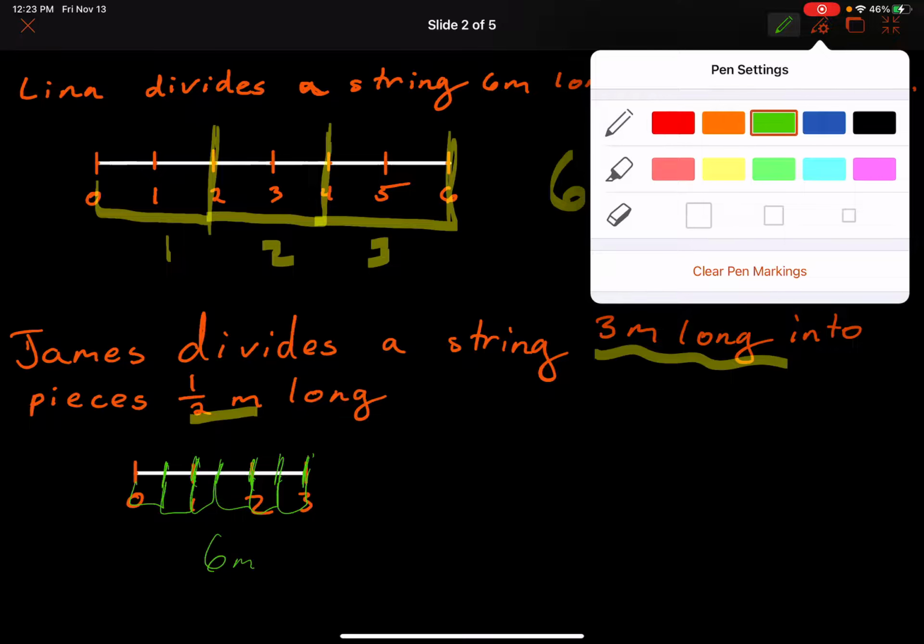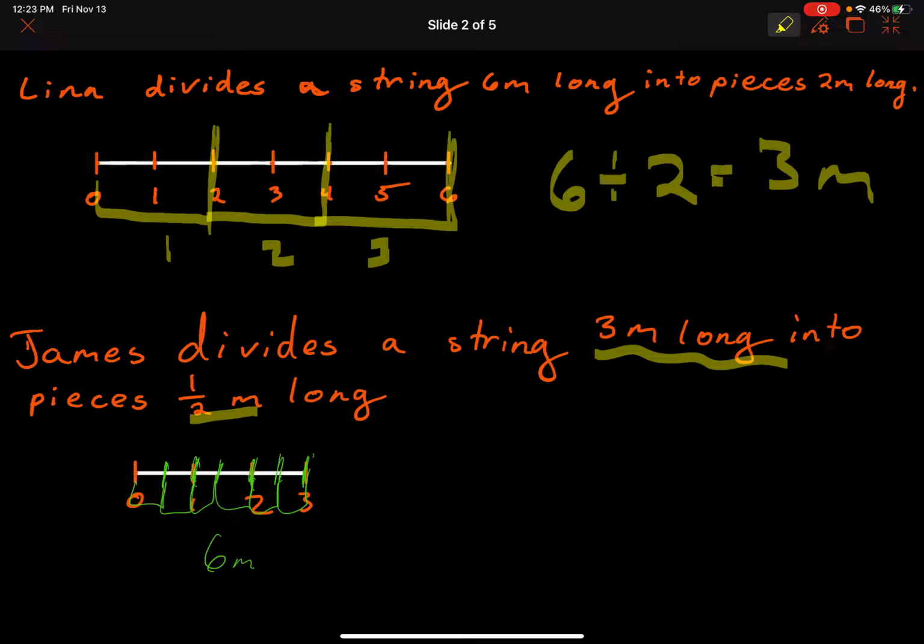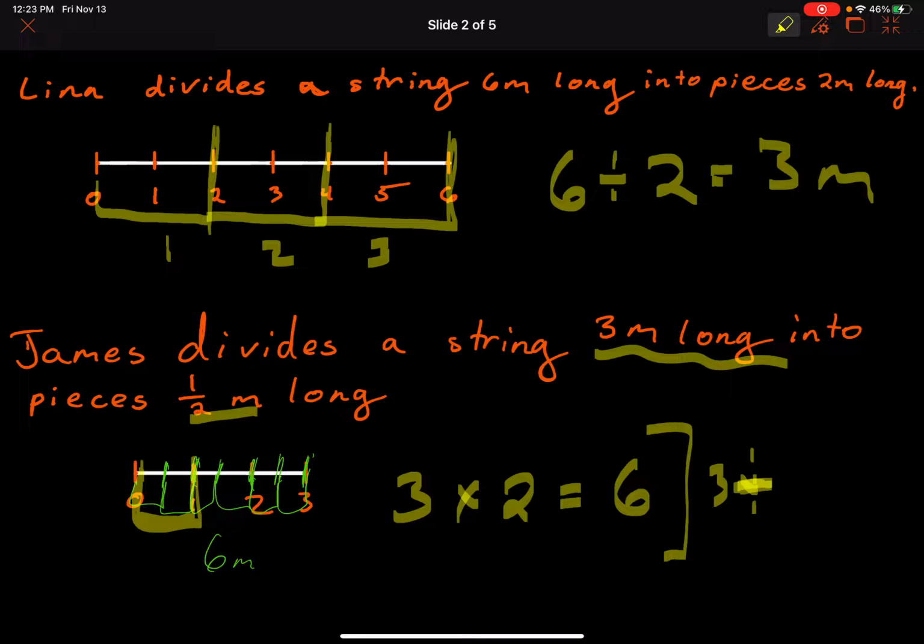So what I'm going to do here is show you how to multiply this. If I have 2 pieces of length 1/2 meter that fit into 1 meter, so the 2 pieces fit into 1 meter, right? Then I take that 2 and multiply it by the 3, and I get 6 pieces in total. So that is actually the same as saying 3 divided by 1/2 is equal to 6.